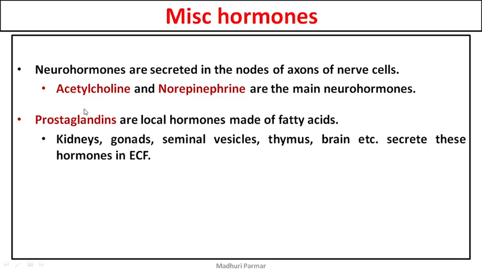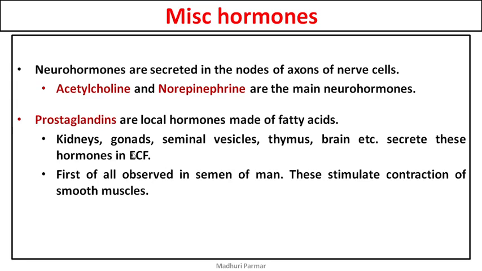So they secrete prostaglandins. As you can see, S has been added, which means that there are a variety of prostaglandins. They are secreted in the extracellular fluid, and it was first observed in the semen of man, and hence it was named prostaglandin, found from the prostate. That was how it was named, prostate gland. From the prostate gland the name comes, prostaglandins.